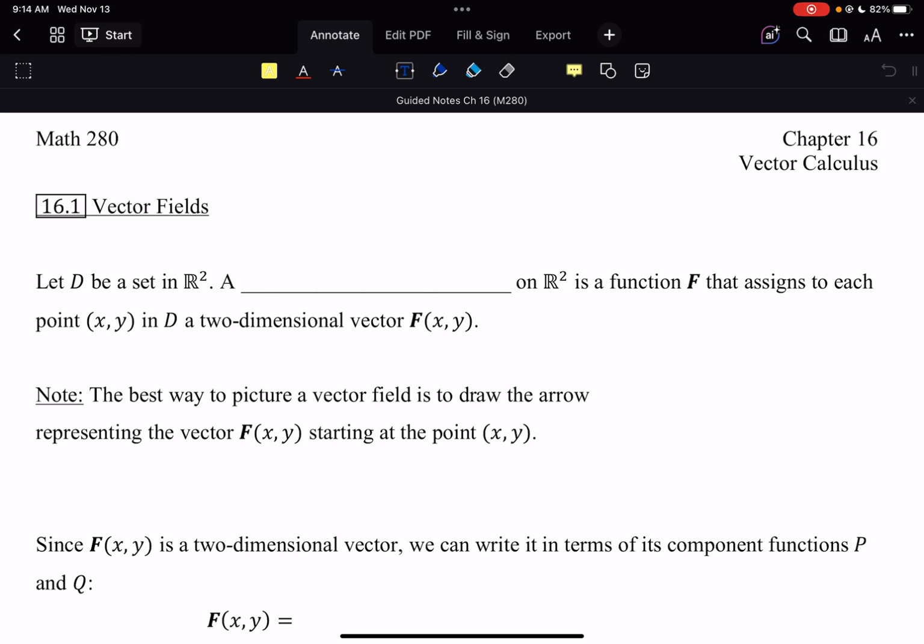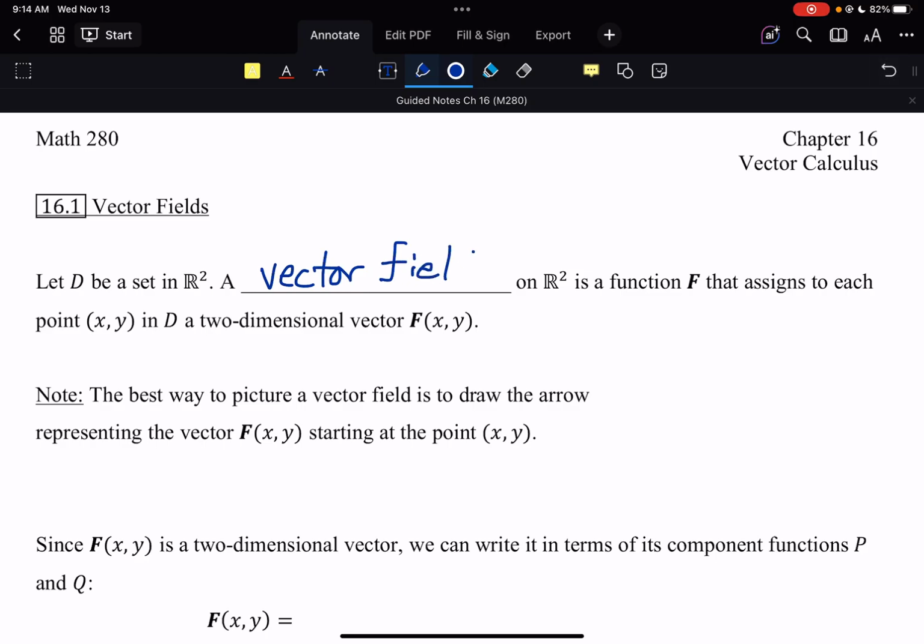We're going to see what that looks like, draw some examples, and look at some more new terminology that we're going to be seeing throughout this chapter. So we're going to let D be a set in R2. A vector field on R2 is a function, capital F. I know it's kind of hard to tell, but this is bolded, so it's bolded like a vector, kind of like that, with our arrow notation, that assigns to each point (x, y) in that domain a two-dimensional vector F(x, y).